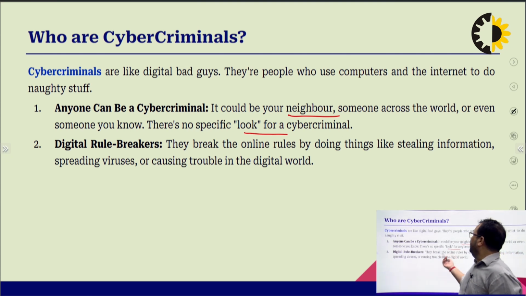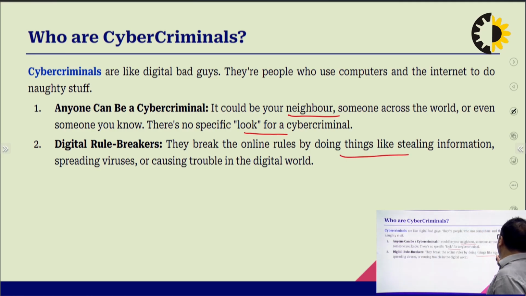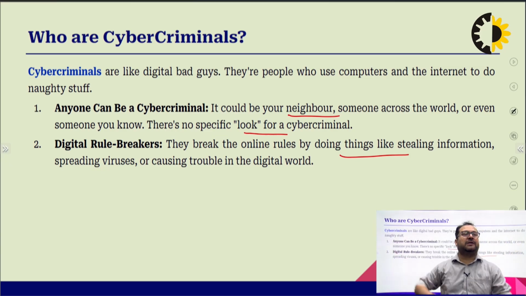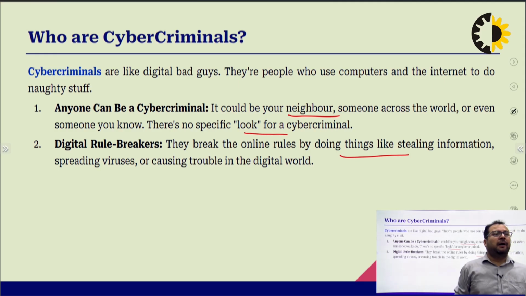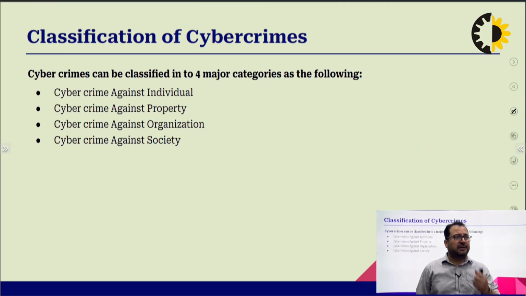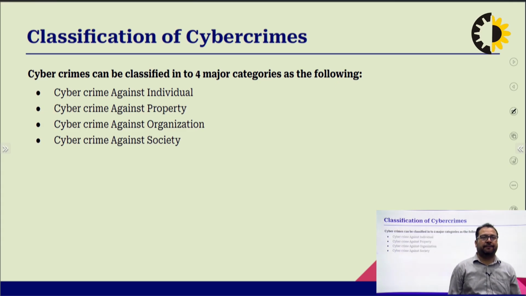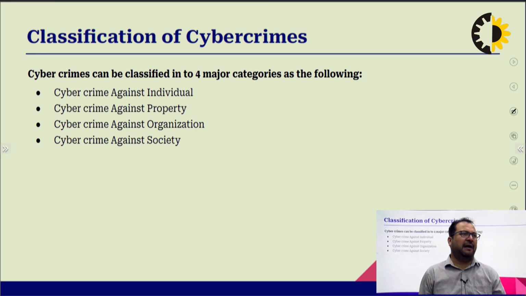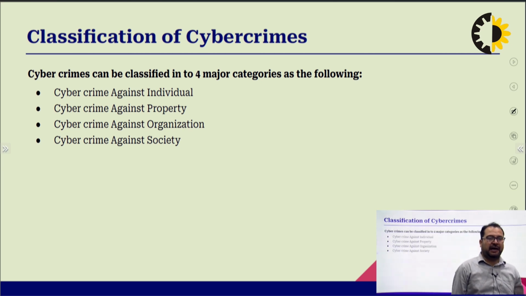They break the online rules by doing things like stealing information, spreading viruses, or causing trouble in the digital world. They could be considered cyber criminals. The types of cyber crimes can be categorized into four categories: cyber crimes against individuals, against property, against organizations, and against society.